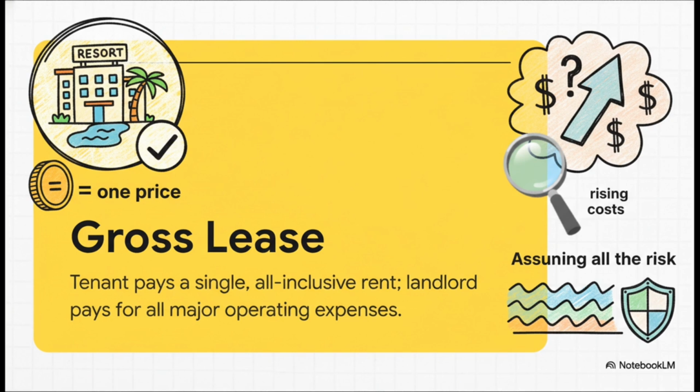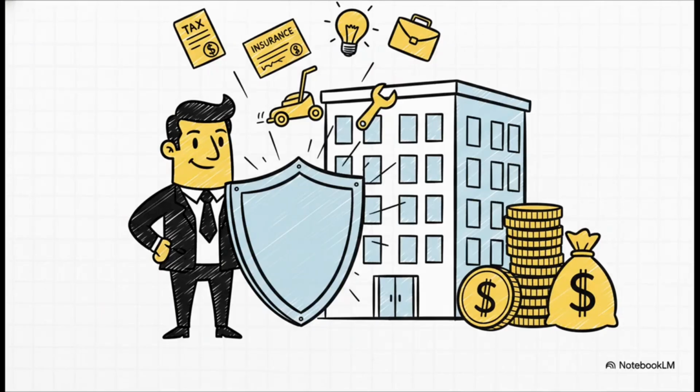But here's the catch. All the risk lands squarely on the landlord. If property taxes suddenly shoot up or the HVAC system breaks down, that's their problem to solve, not yours. And just look at this list. The landlord is on the hook for all of it. Taxes, insurance, common area maintenance, repairs, you name it. And that is exactly why the base rent in a gross lease is almost always higher. The landlord has to build in a buffer, right? A financial cushion to protect themselves from all these costs that could pop up at any time.